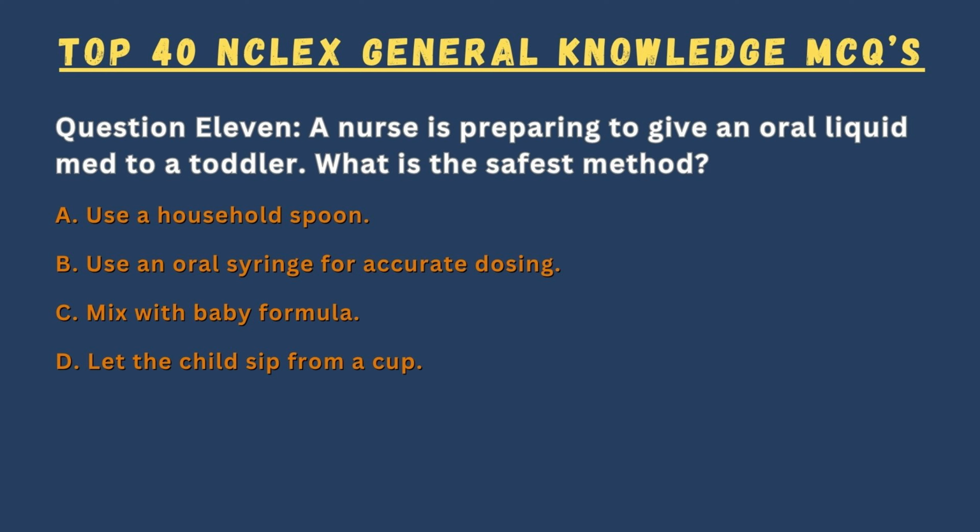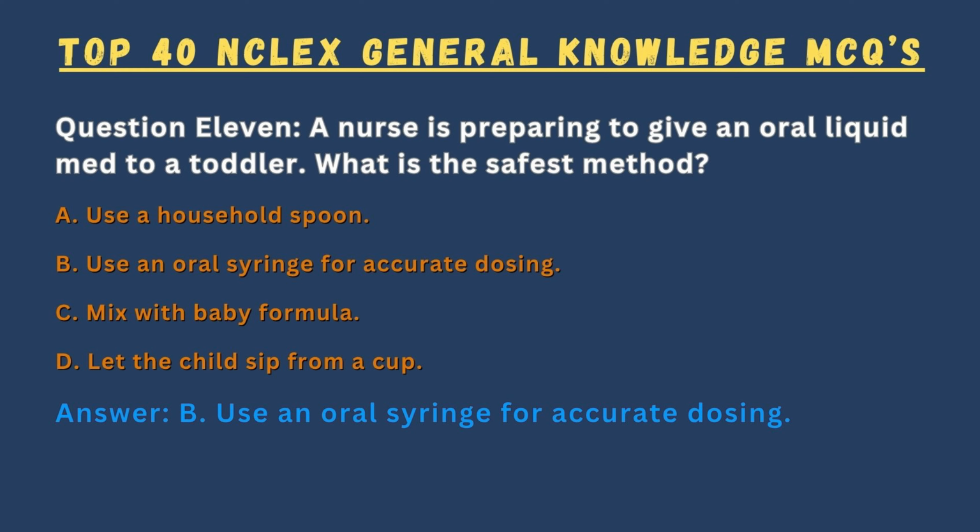Question 11. A nurse is preparing to give an oral liquid med to a toddler. What is the safest method? A. Use a household spoon. B. Use an oral syringe for accurate dosing. C. Mix with baby formula. D. Let the child sip from a cup.